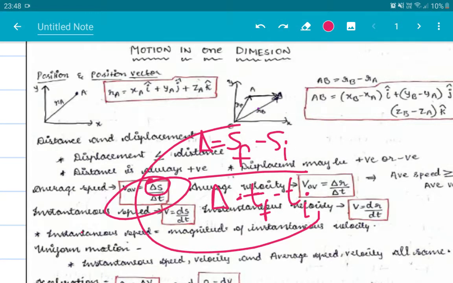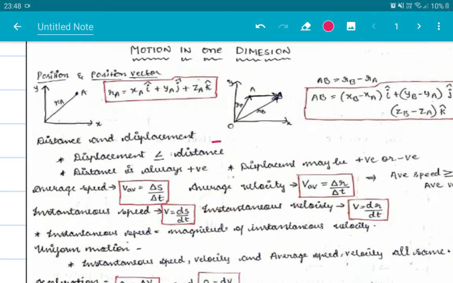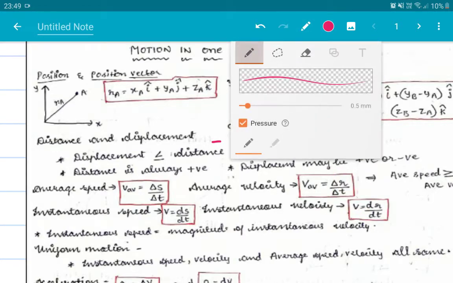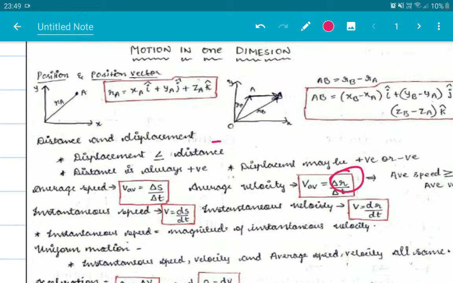Moving further, average velocity is similar to average speed. Speed is delta distance by delta time, but average velocity is delta displacement by delta time. Here, s represents displacement.